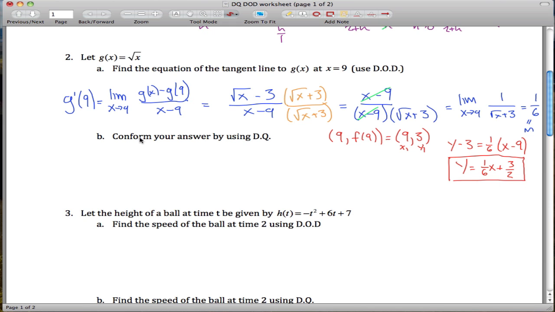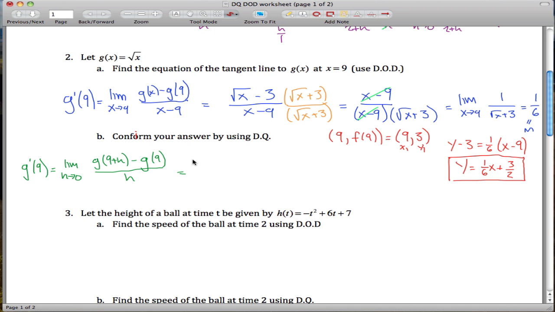Okay, confirm your answer using the difference quotient. Okay, so all we can do using the difference quotient is figure out g prime of 9 now by saying it's the limit as h approaches 0 of, I guess these are really g of x plus h is what we're calling this function, sorry, g of 9 plus h minus g of 9 divided by h.